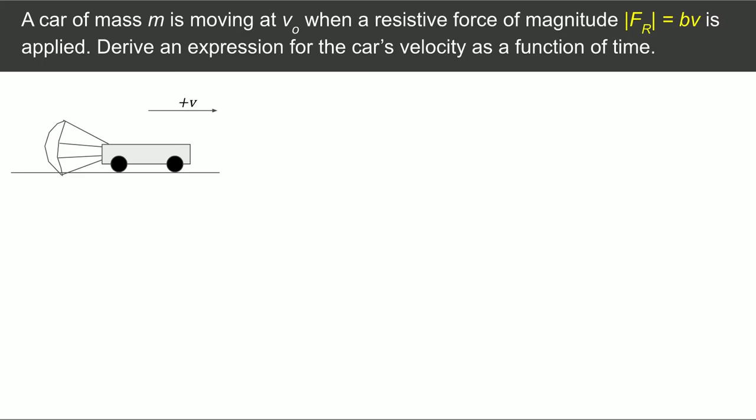So here we have a car of mass m, and it has a velocity right now of v sub 0. But a force starts acting against its motion, a resistive force, that has magnitude b times v, where v is the velocity of the object's motion. And we are going to derive an expression for the car's velocity.